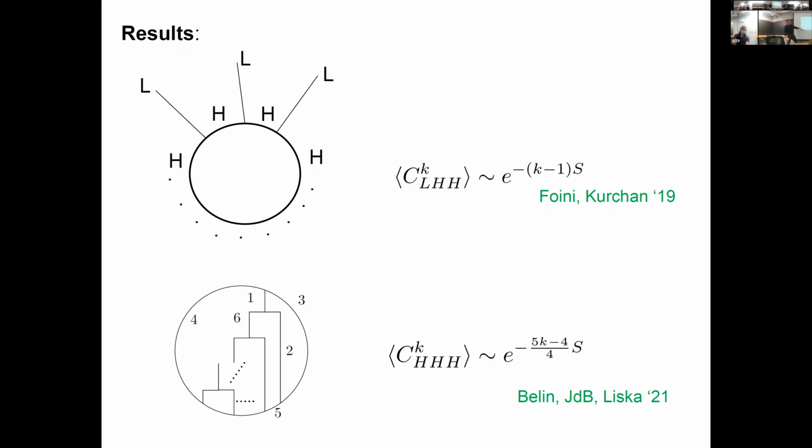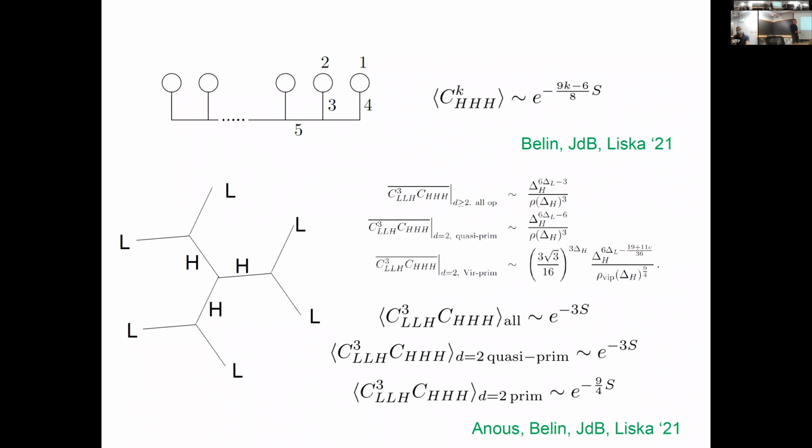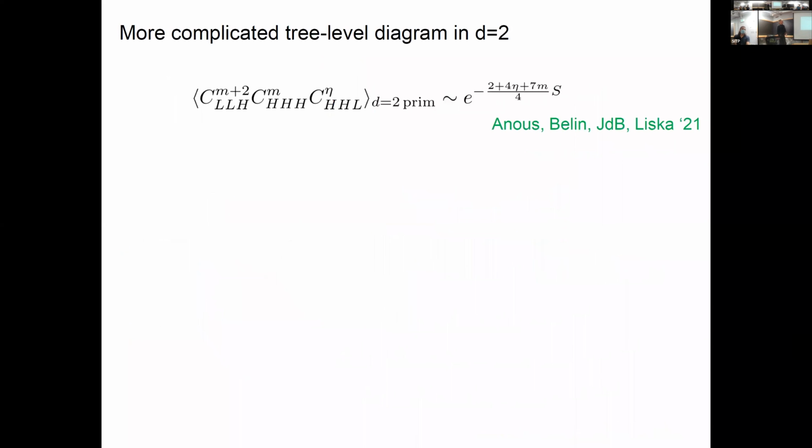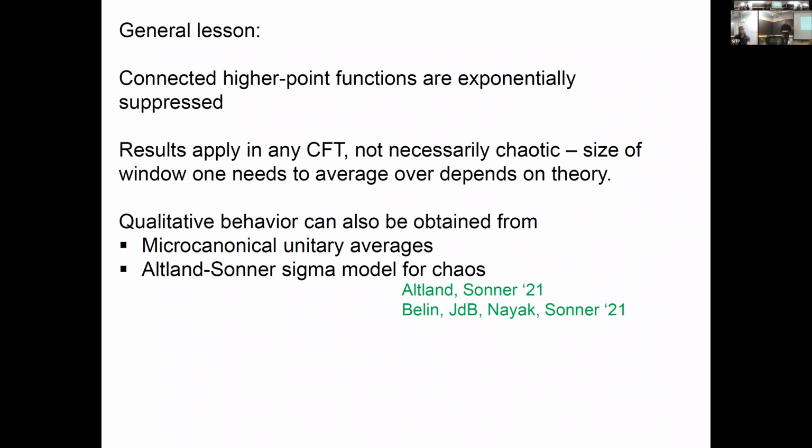The main point here is that you get these things and that there's some technical computation so that you get a nice exponential hierarchy. That was the main point of all this computation. And you can even do more complicated things. The general lesson of these annoying lengthy technical computations is that connected higher point functions are exponentially suppressed. We already discussed the window size, and you can also understand some of these qualitative behaviors using some other techniques that I won't discuss. So that seems to be the general lesson.